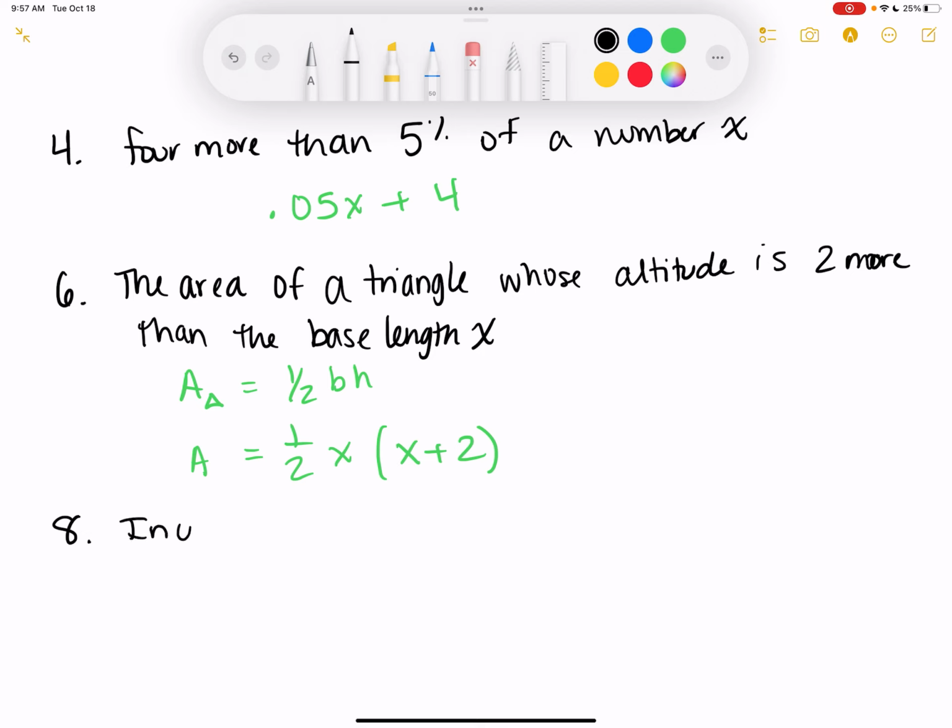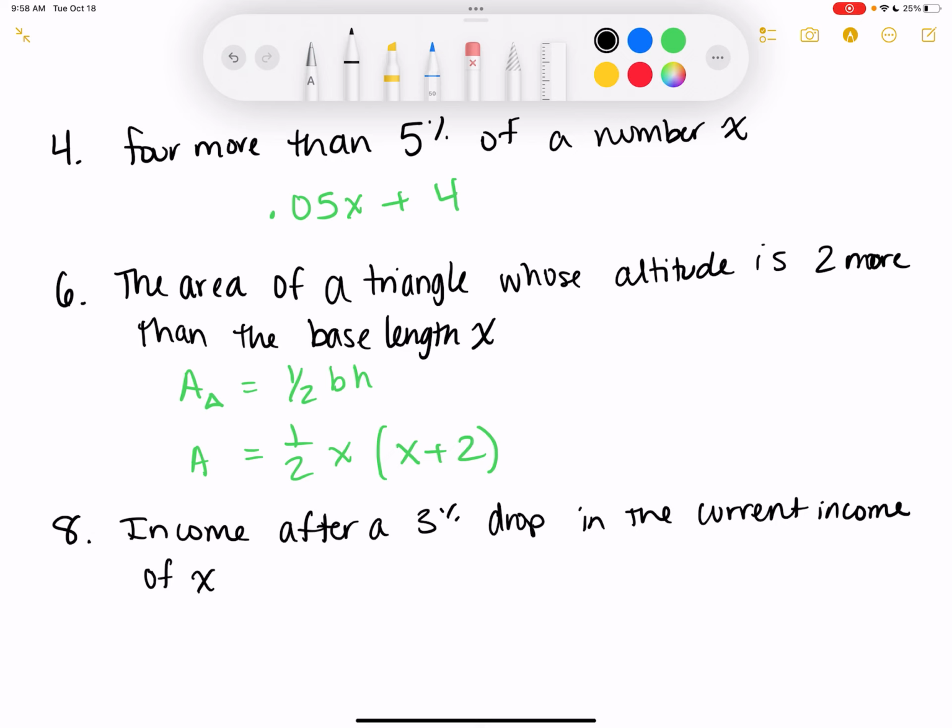8. Income after a 3% drop in the current income of x dollars. I was really confused because I thought you said the income after a 3-person drop.